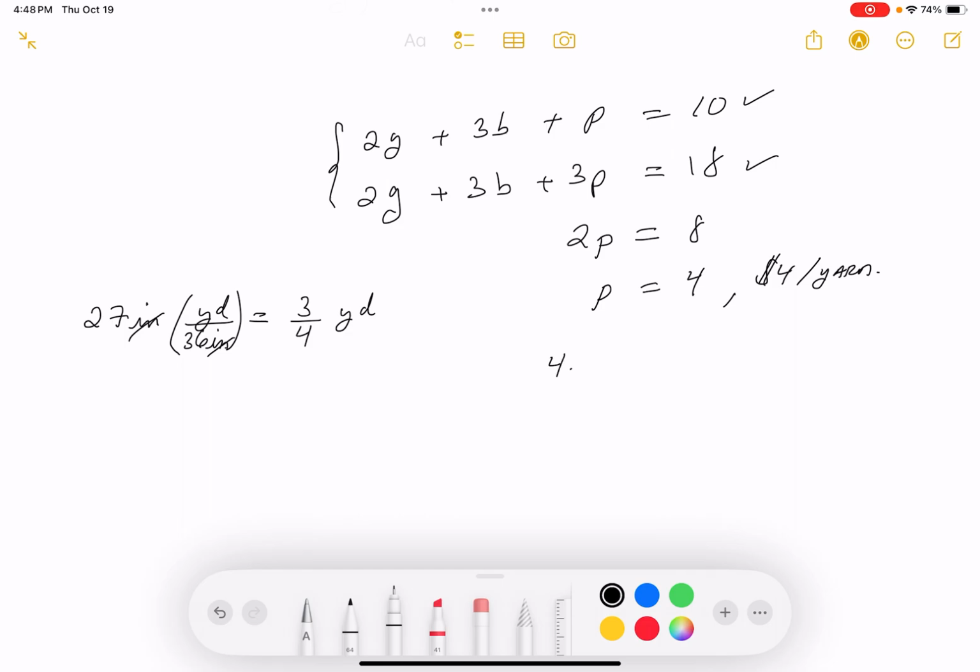All right? So let's write this down. So it's $4 per yard times 3/4. And that's going to give you 3. 3 what? $3. All right? So that's going to cost $3. So we have $3 for that. All right? Now I guess I could write some things down now.